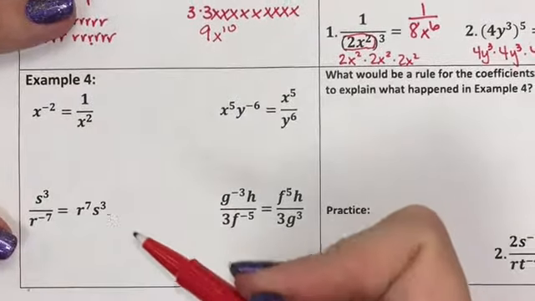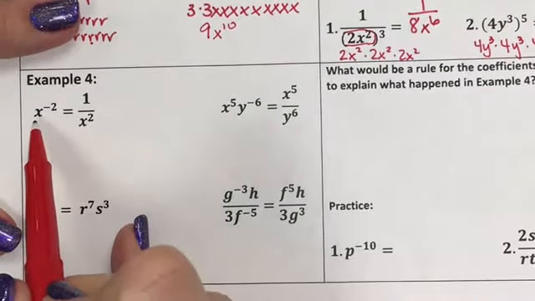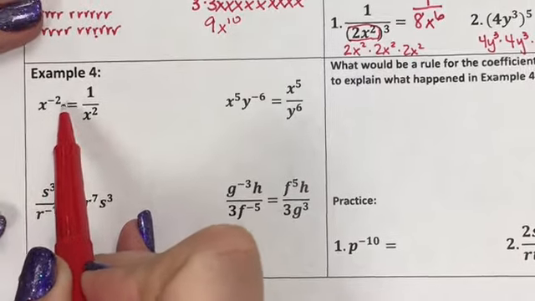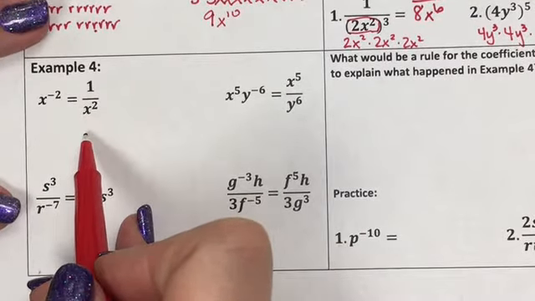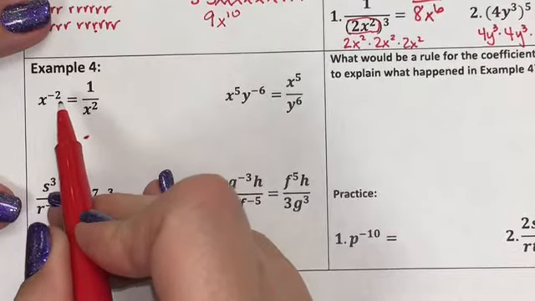Now, on this last example, we're dealing with negative exponents. All right, so we wouldn't say this is x minus 2. This is x to the negative 2. Or would you say x negative squared? Squared negative? Just negative 2, right? All right, so this would be x to the negative 2.